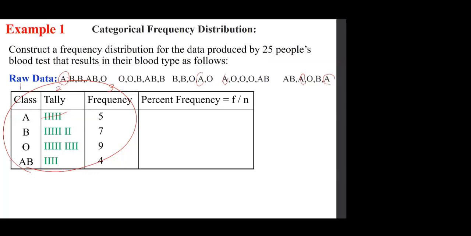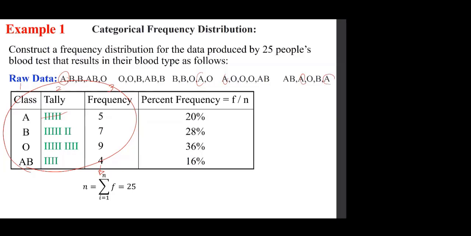However, for more information, we can move on and do other things, such as percent frequency. Percent frequency, by definition, is the frequency divided by n. So what is n? N is the total sum in this column. That is the total size. If you add them up, that becomes 25. I hope everybody can see that.